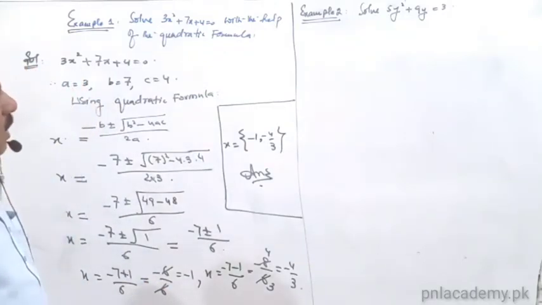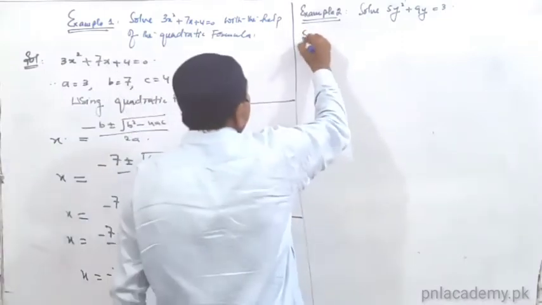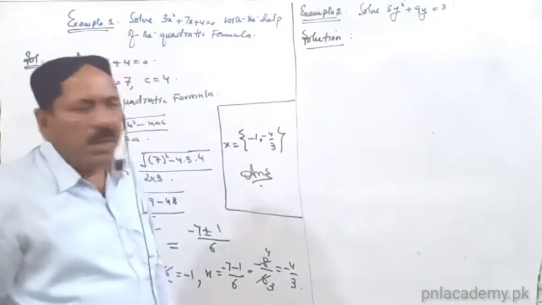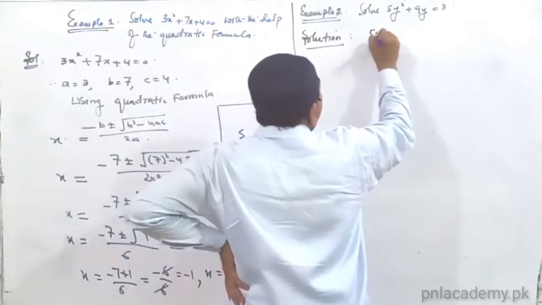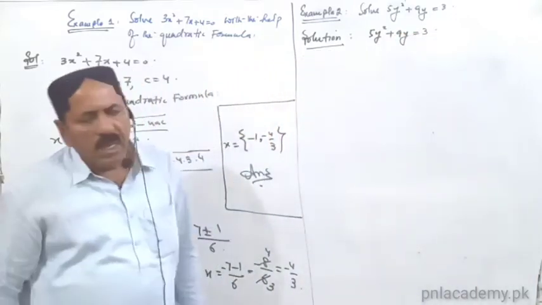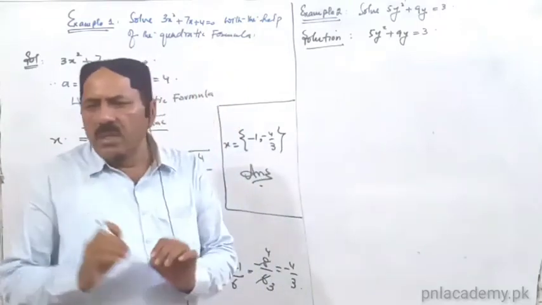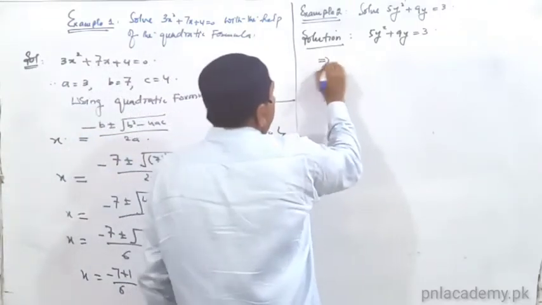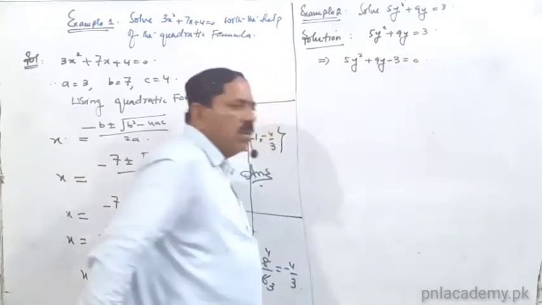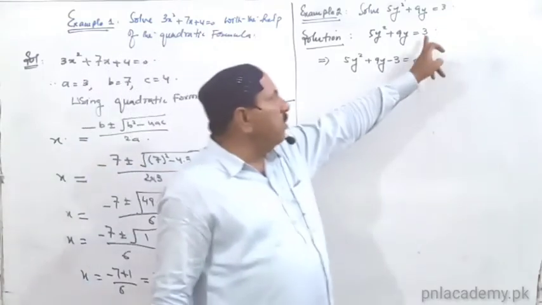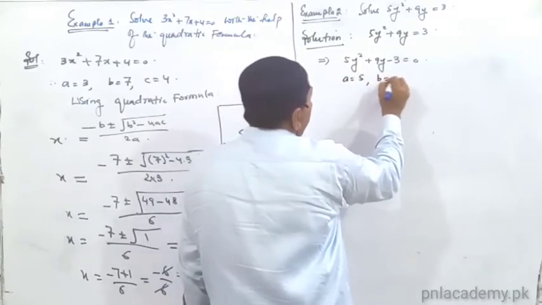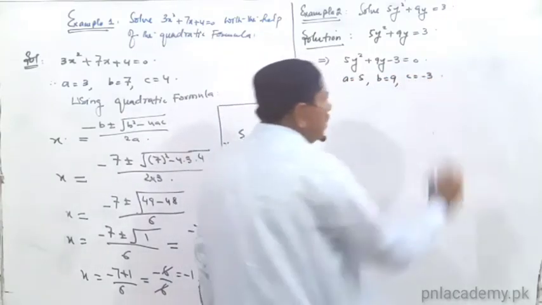Now we have to solve the equation 5y square plus 9y is equal to 3. It's our assignment to write the equation according to its standard form. So this will be 5y square plus 9y minus 3 is equal to 0. Now we will get the perfect value of c. So here a is equal to 5, b is equal to 9, c is equal to minus 3.